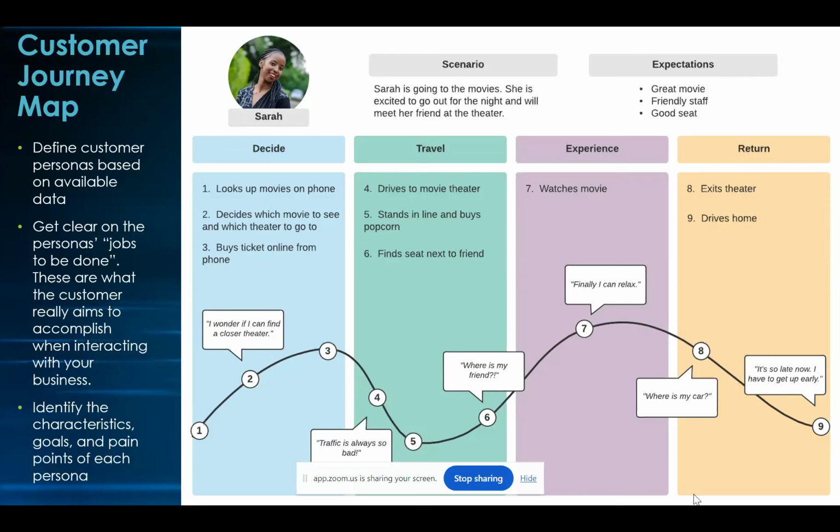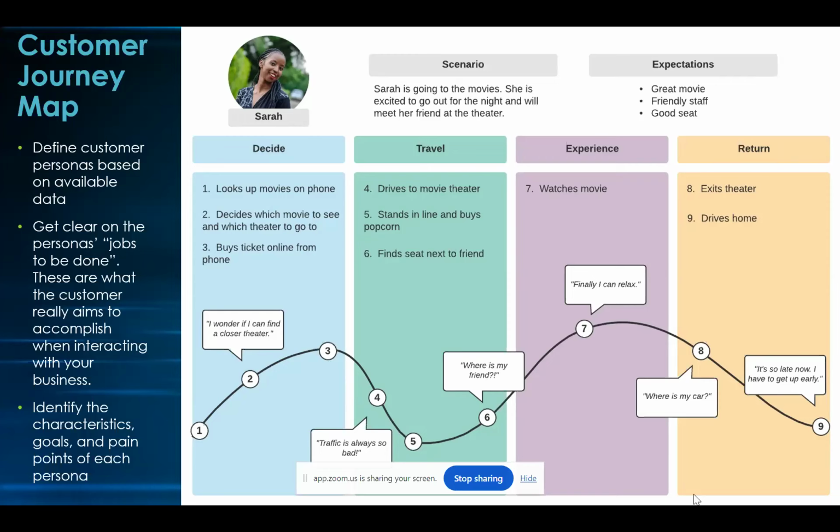So finally I can relax. That's a 7. That's cool. I think that's a peak of her experience. And then, okay, now she's done. She's like, okay, where's my car? I parked too far. It's so late. I have to get up early. All these kinds of things. So can the organization find an opportunity here to make this experience better? We've mapped it out.